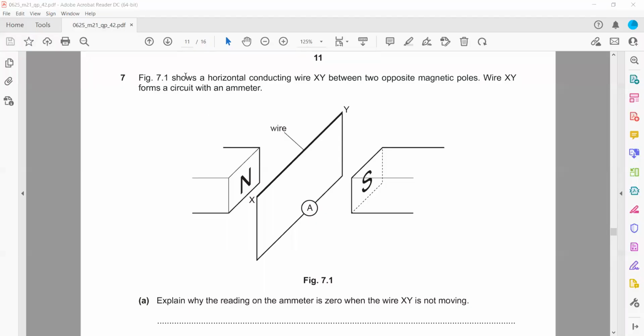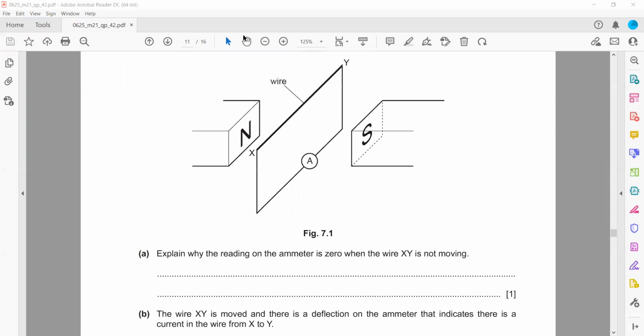In this question, figure 7.1 shows a horizontal conducting wire XY between the two opposite poles. North and south poles are there, and there's a conducting wire X and Y that is connected to an ammeter. The first part is to explain why the reading on the ammeter is 0 when the wire is not moving. When the wire is not moving, there is a magnetic field, but there is no change in the magnetic field. That's why there is no current.